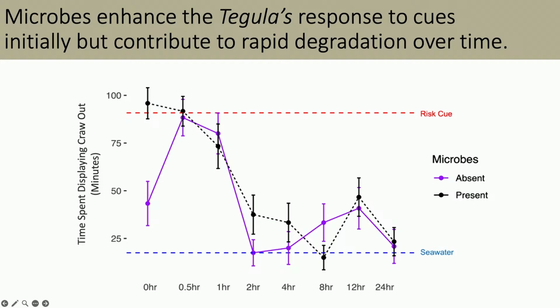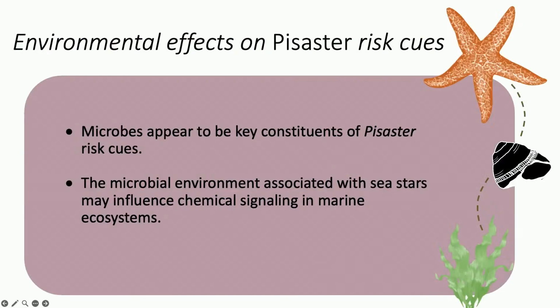So we're pretty excited about that. What we think is microbes are probably some key constituent to Pisaster risk cues, where they play an important role of activating the cue so that Tegula can respond to it. But they also play a role in degrading the cue as well. And so it's important now to think about how the microbial environment associated with sea stars or any marine predator might actually influence these chemical signaling mediated predator-prey interactions.